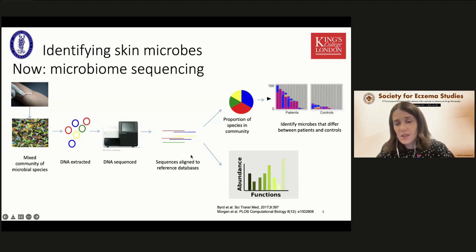And these sequences are then aligned to reference databases, which allows us to identify which species are present and then their different proportions in our samples. And we can then compare these proportions in, for example, AD patients with healthy controls and identify differences in the skin microbiome in these diseases. And then because we sequence the entire genomes of these microbes, we can identify microbial genes that are present. And this then gives us insights into the potential function of the skin microbiome.